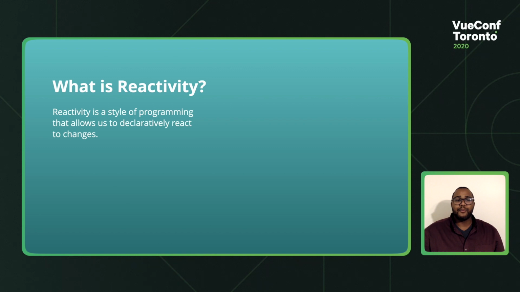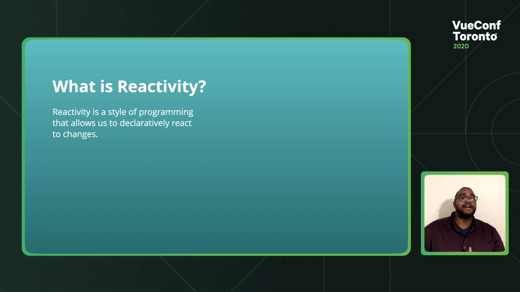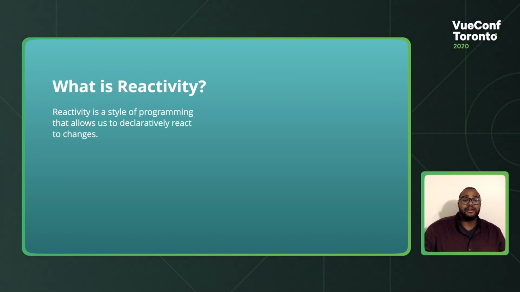So first up, what even is reactivity, right? If you research reactive programming on Wikipedia, you'll see a bunch of information about data streams and asynchronous programming. And while that's all fine and dandy, what's really important is the simple definition here. It's just a style of programming that allows us to declaratively react to changes, right?